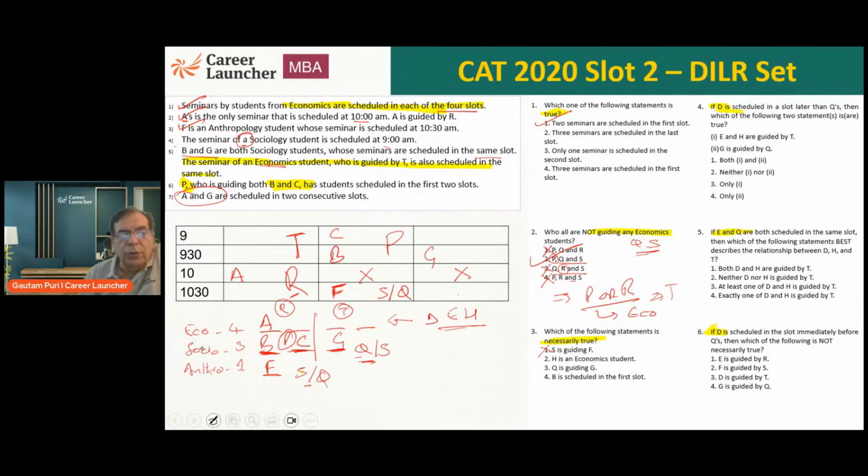H is an economics student. Okay? H is an economics student. Yes, we know that H belongs to economics. D, H are all 3 of them economics students. So this becomes the correct answer. It is correct in all situations.